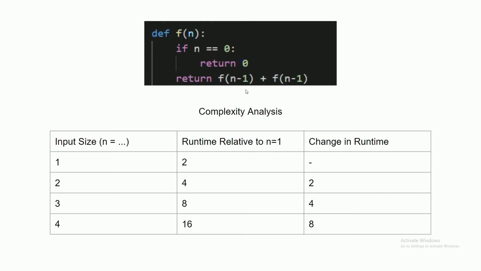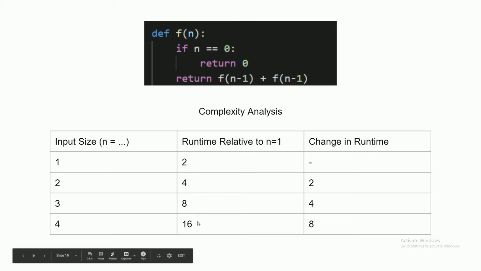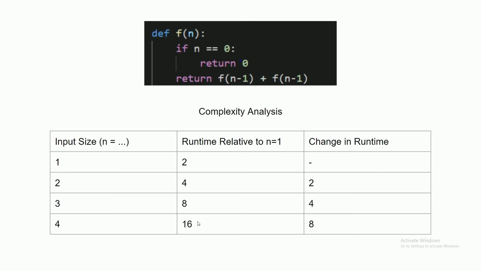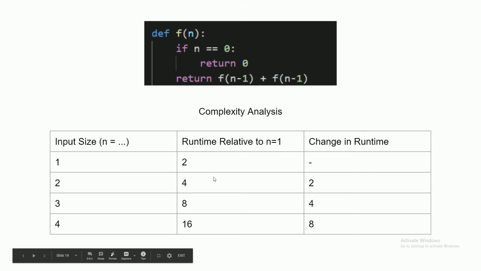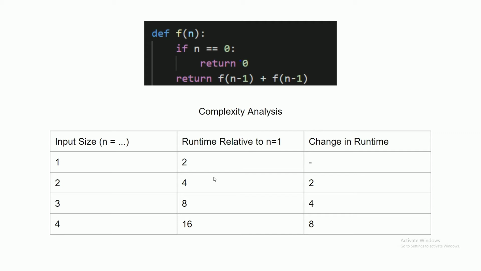And that rule is going to persist as we increment the input size: for every time that we increment the input size, the runtime is going to double. Now, this is a greater rate of change than anything that we've seen so far. This is a greater complexity than anything we've seen so far.